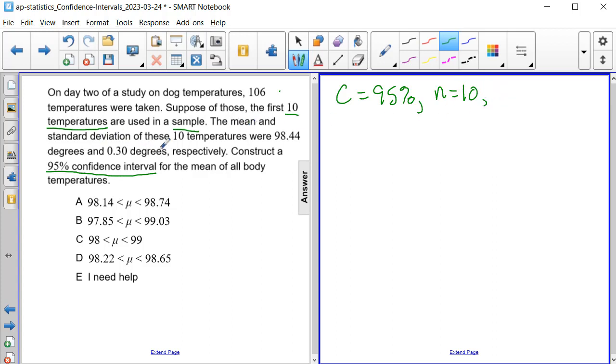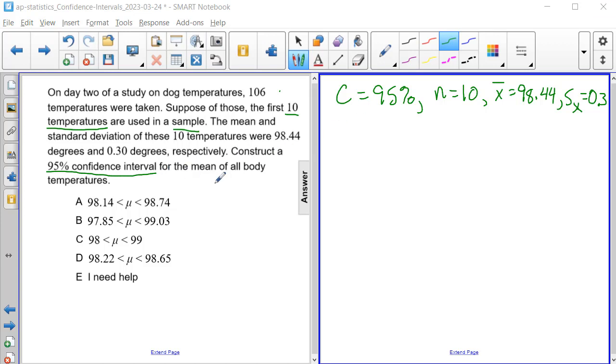The mean and standard deviation of these 10 temperatures were 98.44 degrees and 0.30 degrees, respectively. So that means that the mean is 98.44, and our standard deviation is going to be 3/10 or 30 hundredths. I'm going to write it as 3/10.